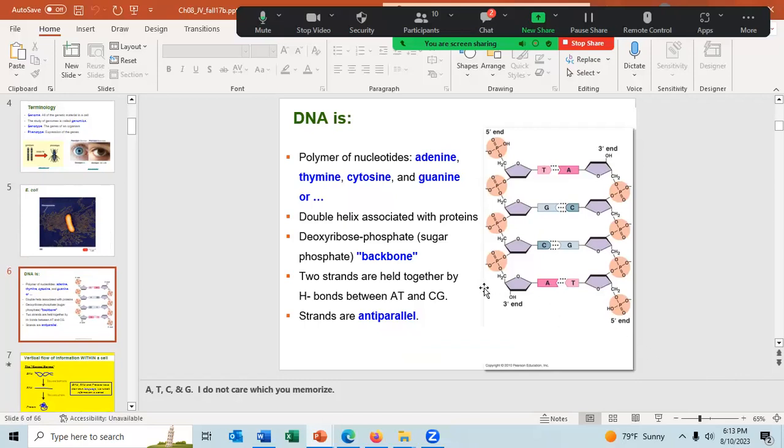DNA is a polymer of nucleotides, and DNA can have 4 nucleotides: adenine, thymine, cytosine, and guanine, or you can call them A, capital T, capital C, capital G. You must know one or the other, but I don't care which. Any question about any of that?